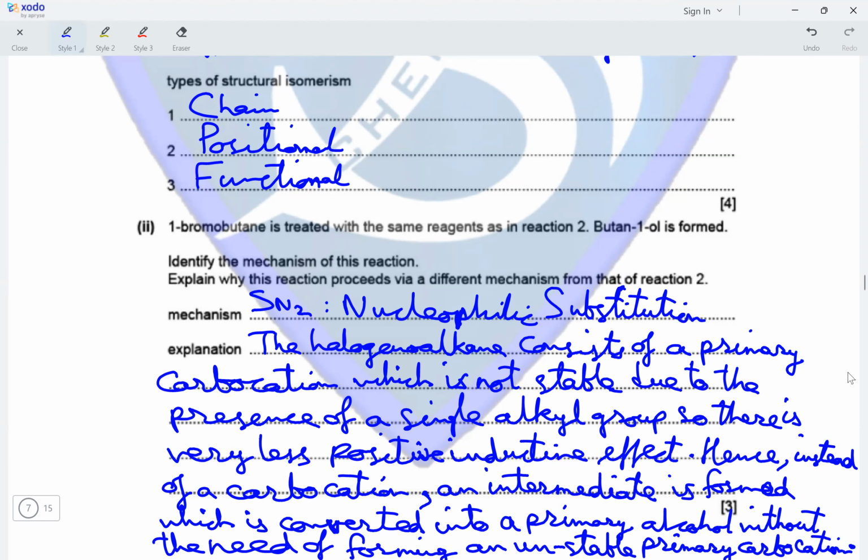So, because the carbocation is unstable, as it only has a single alkyl group, the positive inductive effect is very little. So it is not formed at all. Instead, an intermediate is formed, and the intermediate is directly converted into the alcohol without the presence of the carbocation, even for a fraction of a second. So this is what the SN2 mechanism is.